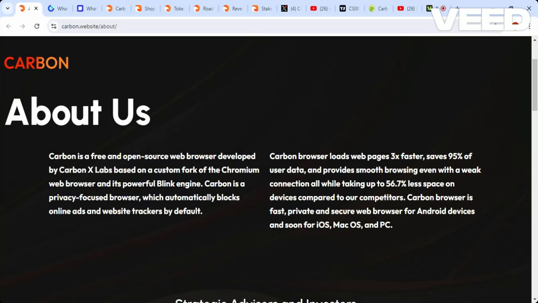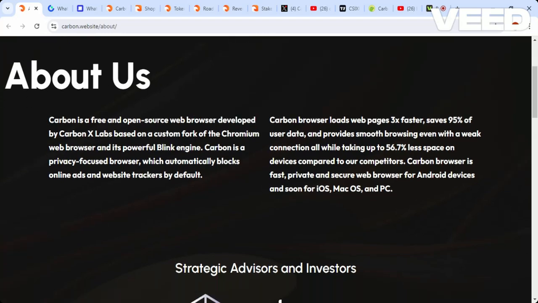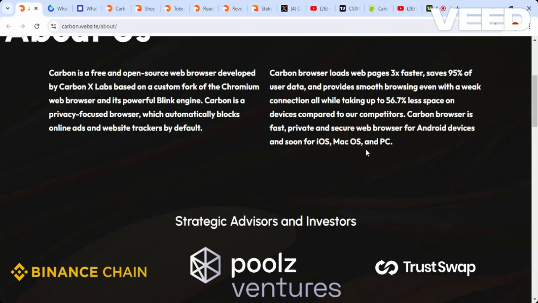Carbon is a privacy focused browser which automatically blocks online ads and website trackers by default. Carbon browser loads Web3 pages 3 times faster, saves 95% of user data, and provides smooth browsing even with weak connection, all while taking up to 57% less space on your device. So you can get Carbon browser on iOS, Mac OS, or PC. You can also get it on Android.